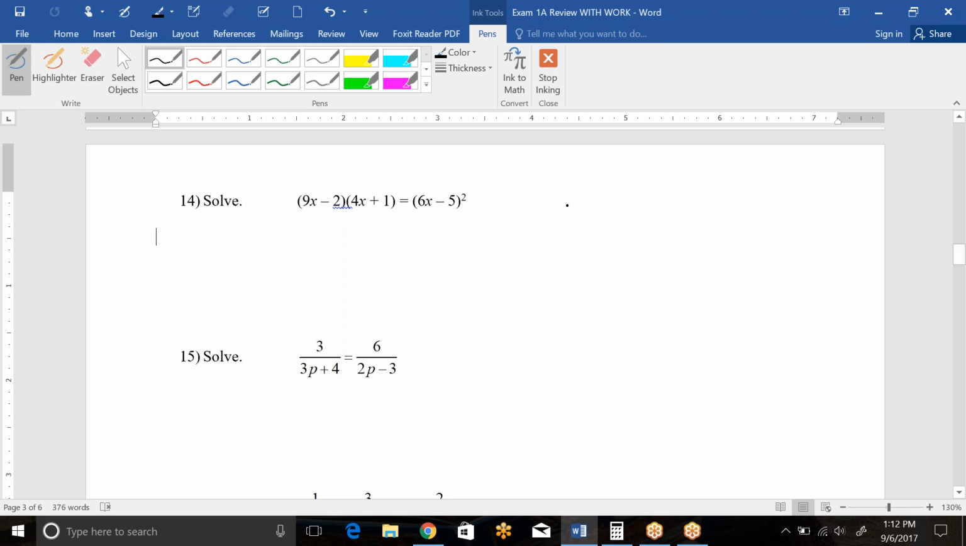Like what will we be factoring? We'll be trying something else later on down the road in different units. So let's look at this first one and try to determine which method we're going to need to use. To do that, we need to distribute everything out and see what we really have. So we're going to multiply 9x times 4x, which would be 36x squared, and then 9x times 1, which would be 9x. Negative 2 times 4x would be negative 8x. And negative 2 times 1 would be negative 2.